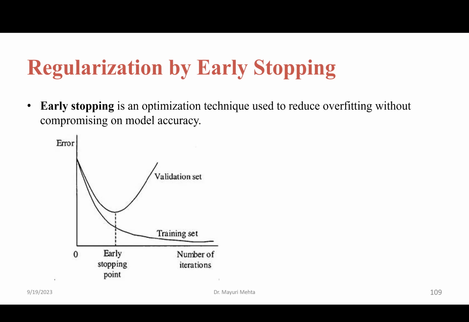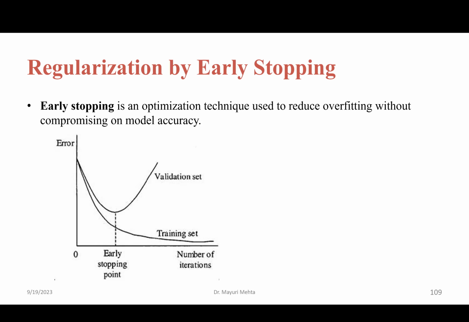So as we know, regularization is a kind of regression where the learning algorithms are modified to reduce overfitting. This may incur a higher bias but will lead to lower variance when compared to non-regularized models.